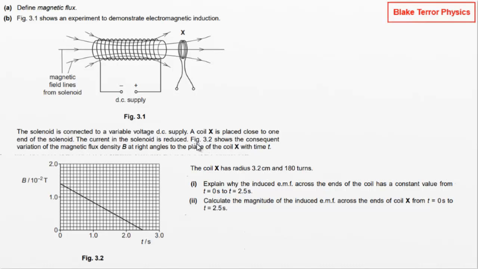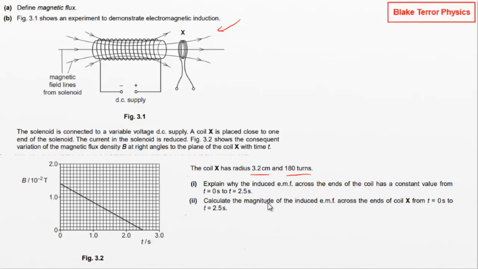Current in the solenoid is reduced, and the graph here shows the variation of magnetic flux density at right angles to the plane of the coil. Right, so we're just changing the voltage, and yeah, we're getting a different current, which means we're going to get a different magnetic field around the solenoid, and that's what this graph is showing. They've given us the radius of the probe coil, and the number of turns.